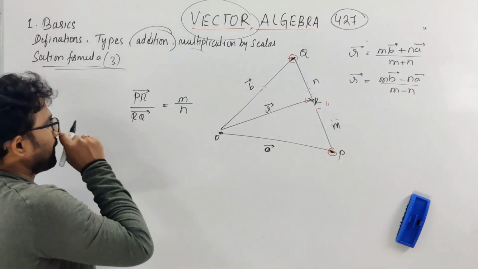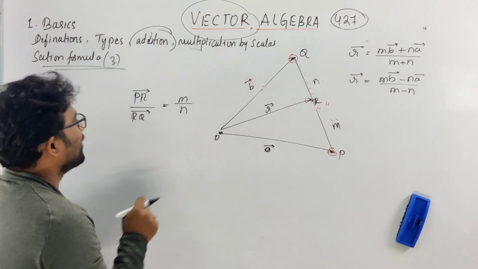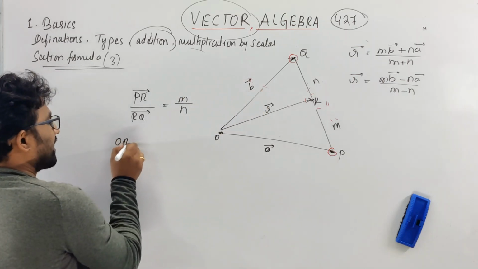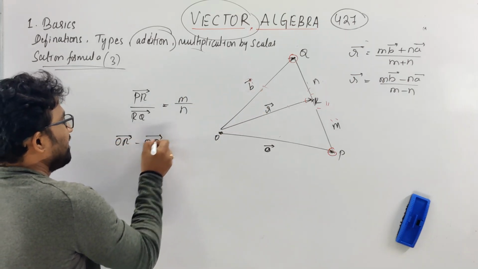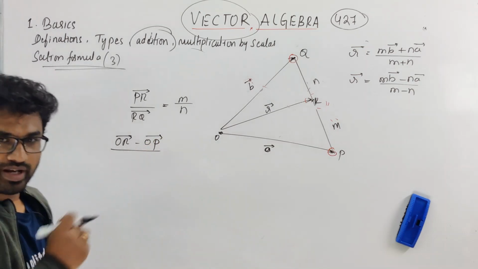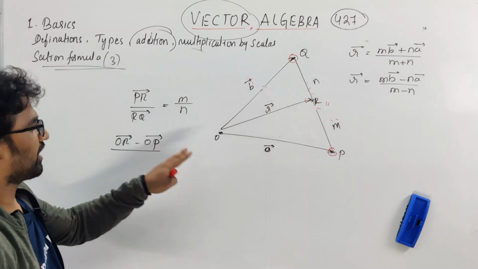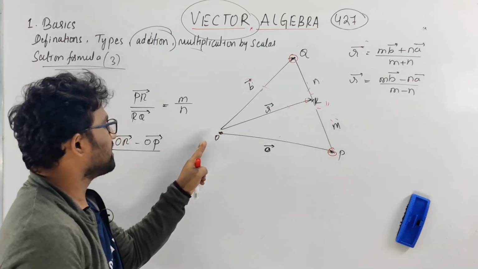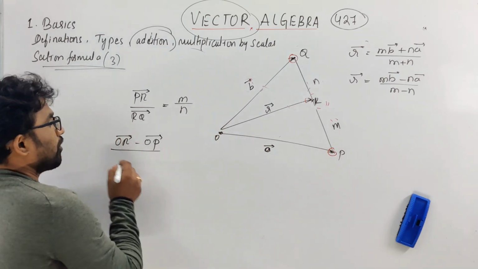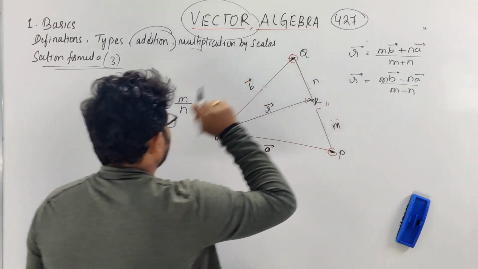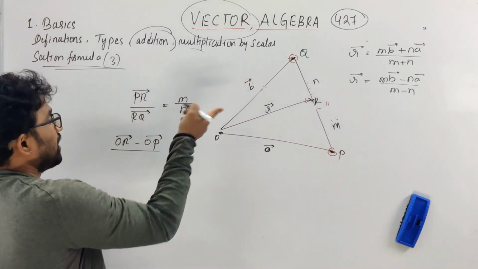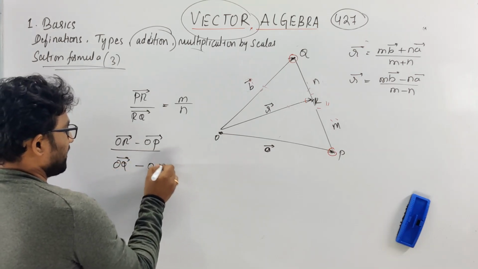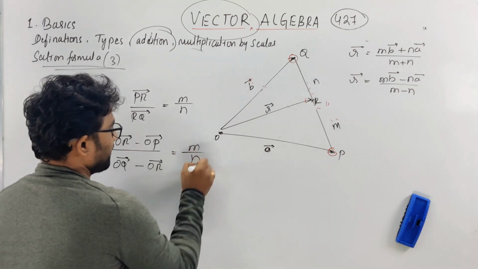Now afterwards, what is PR vector? I told you just now. PR vector means OR vector minus OP vector. This is very important. That's the reason why I say you should know the basics very well. So PR vector is OR vector minus OP vector, we can say actually. What is RQ vector? RQ is OQ vector minus OR vector, we can say. That is nothing but m by n, we can say actually.